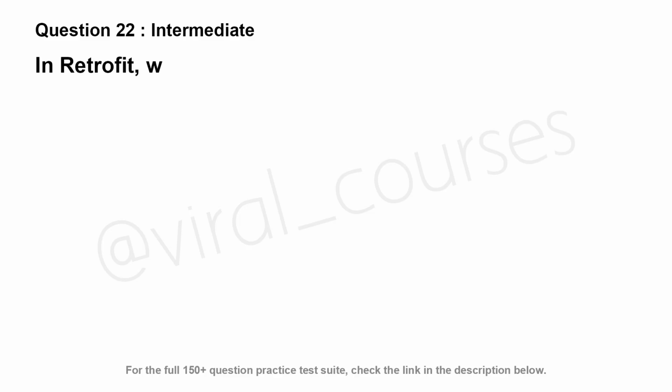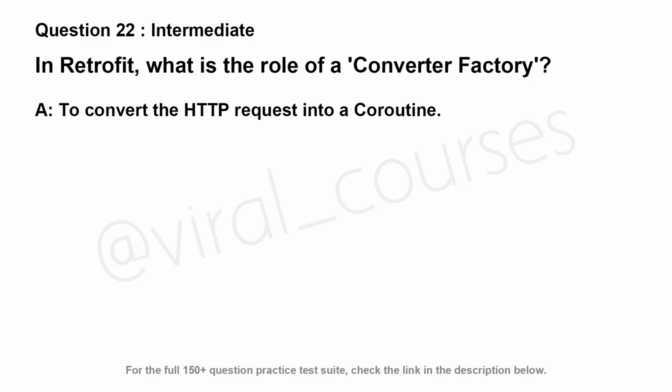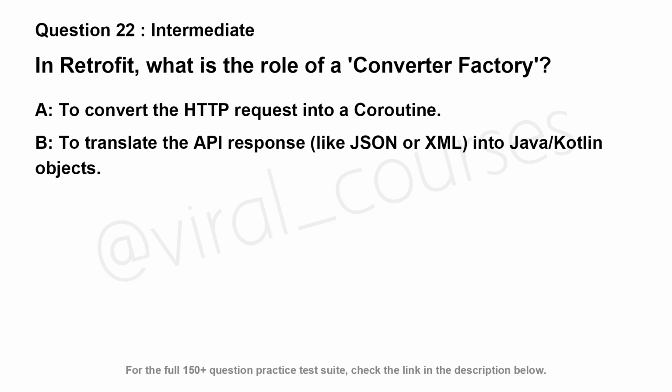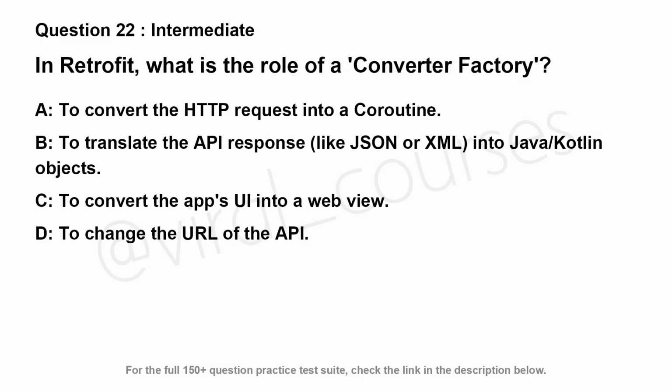In Retrofit, what is the role of a converter factory? Option A, to convert the HTTP request into a coroutine. Option B, to translate the API response, like JSON or XML, into Java, Kotlin objects. Option C, to convert the app's UI into a web view. Option D, to change the URL of the API.